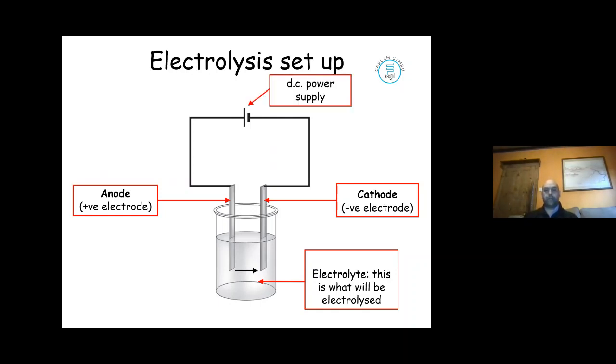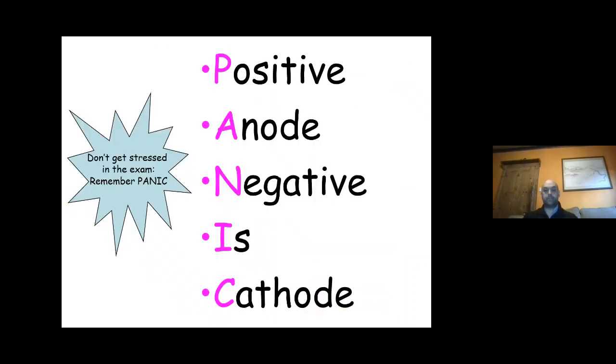Okay, so here's our electrolyte. This is what we're going to be splitting up, and this is how we remember which is which. I tell my kids to panic when it comes to electrolysis, because it helps remember: PANIC, the anode is positive and the cathode is negative, and it is crucial you know those terms.